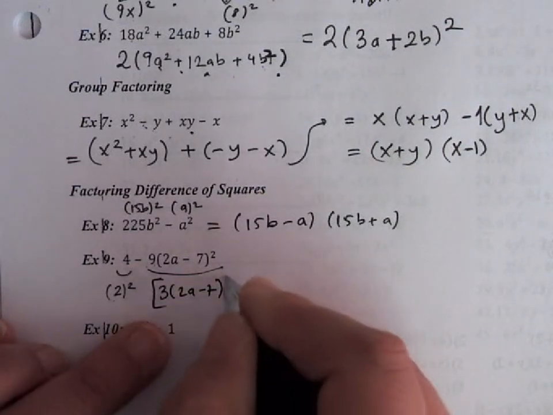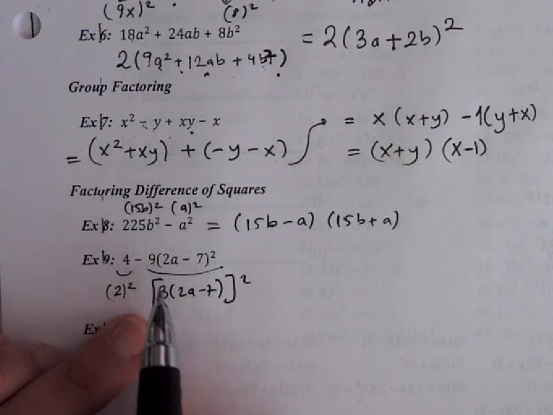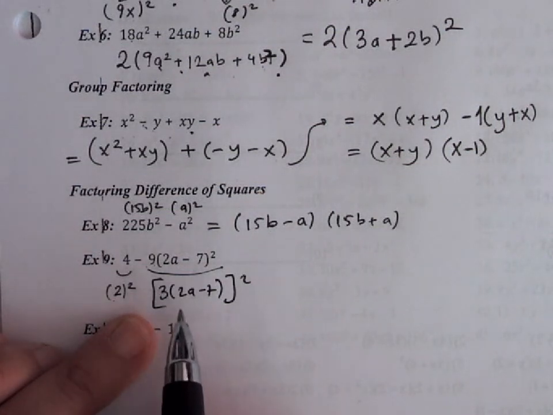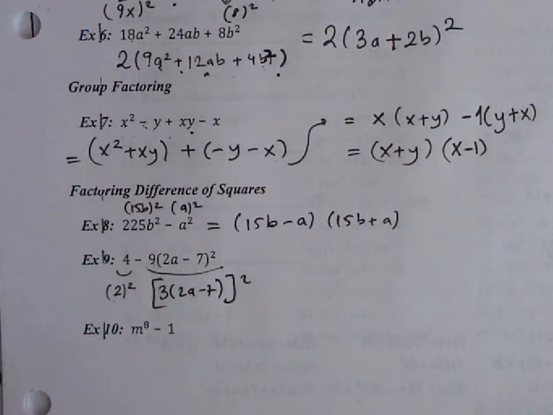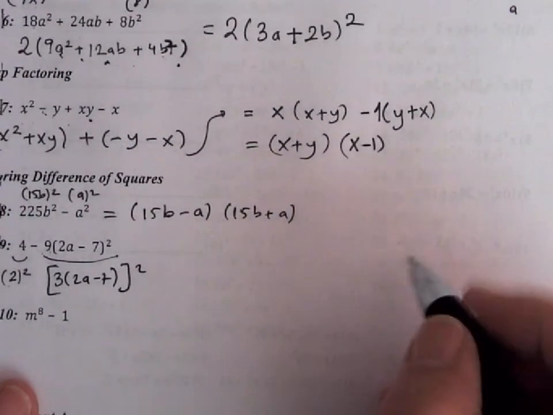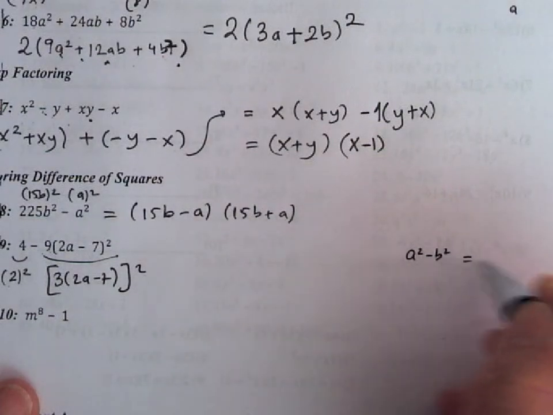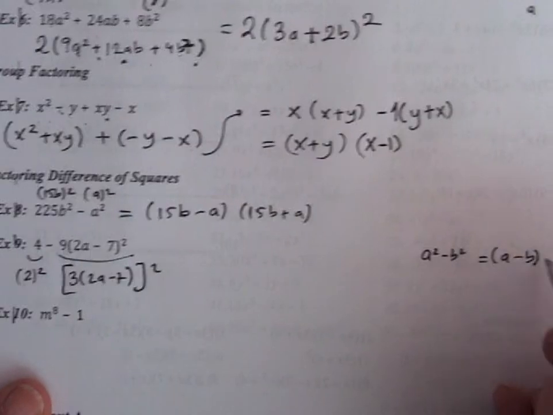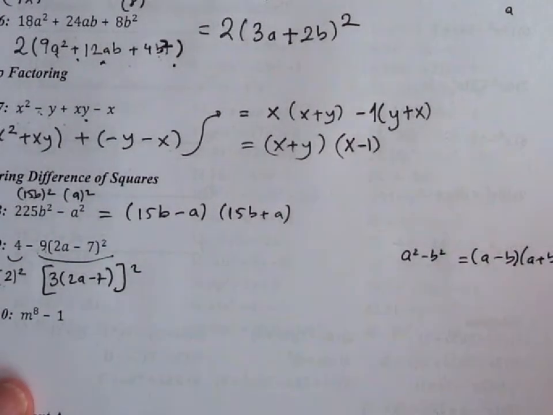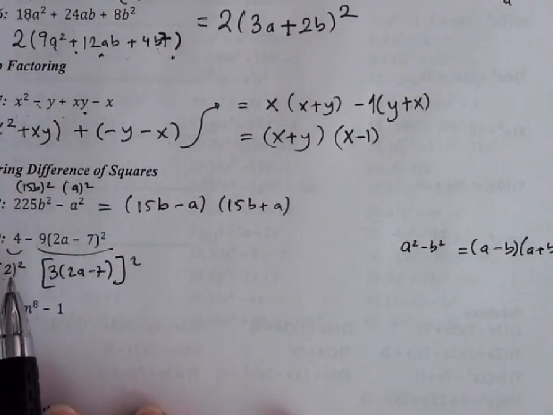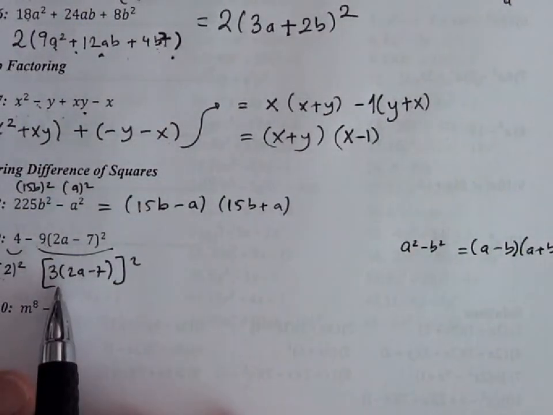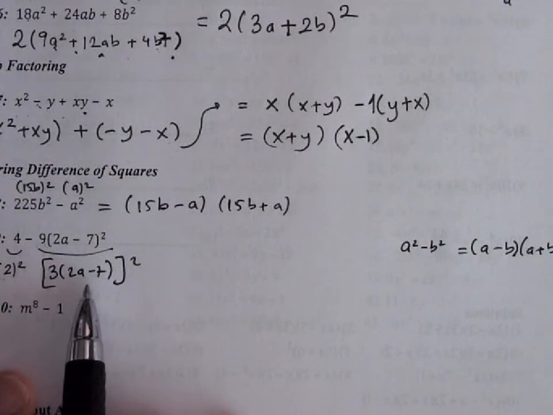Okay, so now the second term is the square of 3 times 2a minus 7, right? Now it looks like this is a perfect square, a difference of squares. Now we are going to factor based on that. How do you factor a difference of squares? If you have a square minus b square, you factor it as a minus b, a plus b, right? So now what is my a? My a is 2. My b is 3 times 2a minus 7.